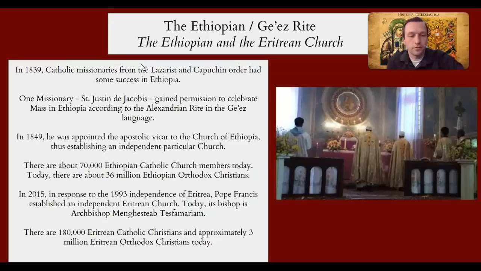In 2015, in response to the 1993 independence of Eritrea, Pope Francis established an independent Eritrean Catholic particular church. Today, its bishop is Archbishop Mengistu Tesfa Mariam. There are about 180,000 Eritrean Catholic Christians and approximately 3 million Eritrean Orthodox Christians today.